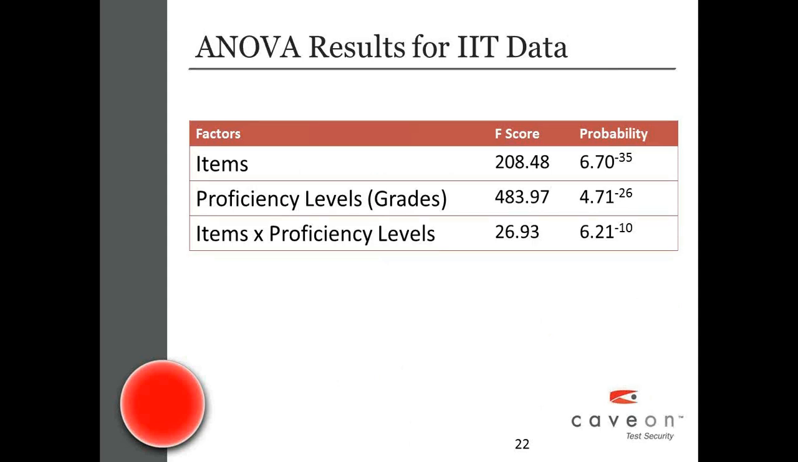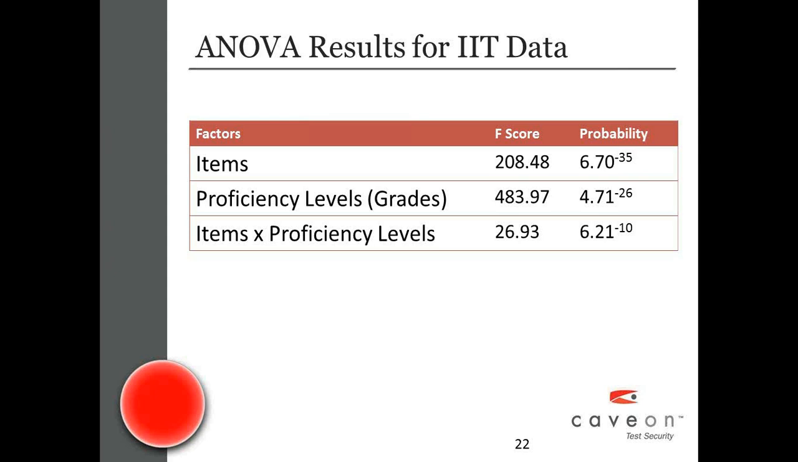So the analysis of the variance for the items, the differences between the items, was highly significant, the F-score, and the probability of that F-score is 6, a point followed by 35 zeros, then 0.67. So it's an extremely low probability that the result was achieved by chance. Same for the proficiency levels, or the difference between the grades, a highly significant F-score.